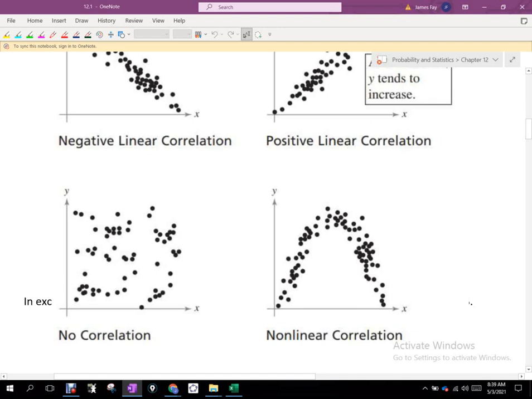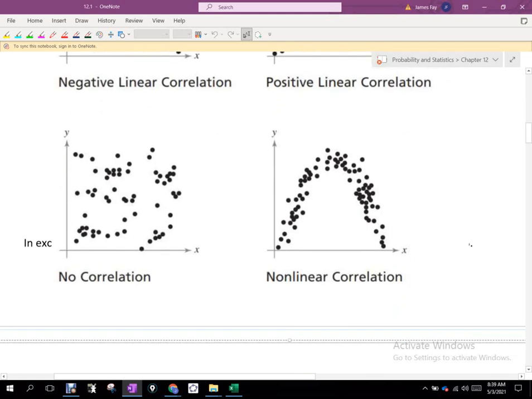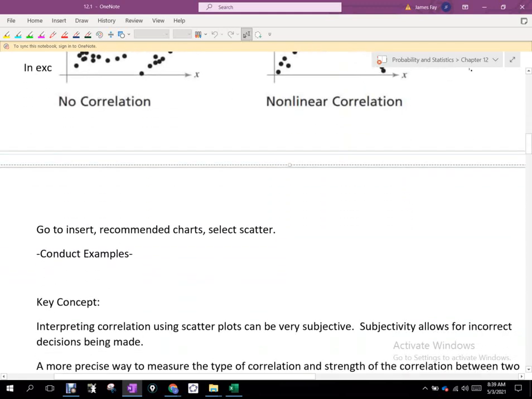This is a nonlinear correlation. It's called a quadratic regression. So there is a parabola that could be fit between those data points. And once we have the equation of that parabola, we could use it to make predictions like we will with the linear correlations here.